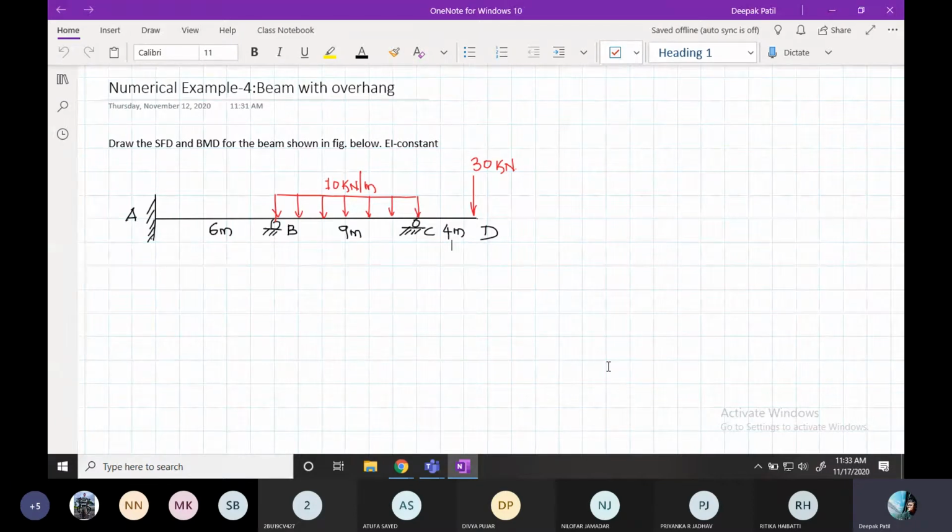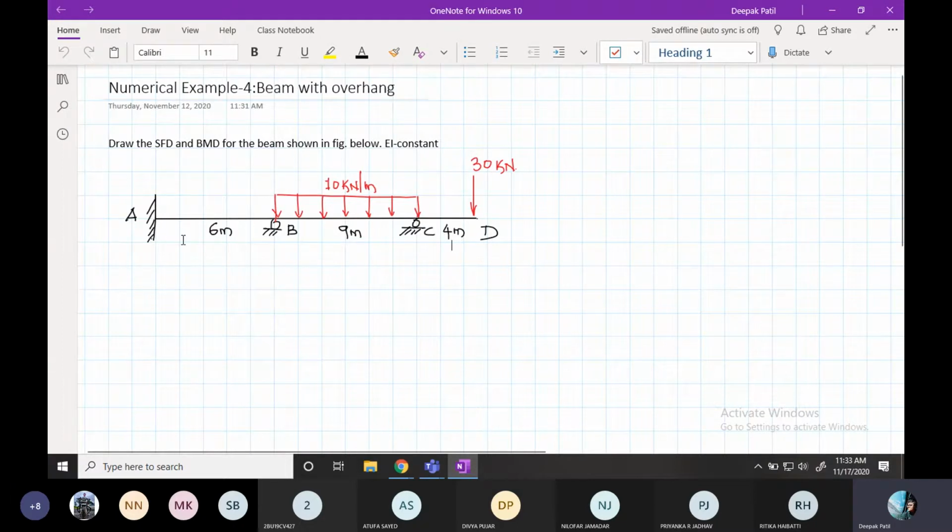Okay, right. Now let me take this numerical example here. We have to draw the shear force diagram and the bending moment diagram for this example using the moment distribution method, and the EI is constant. Now let me examine the beam, what kind of beam it is. So it has two spans. Actually, it is having three spans.